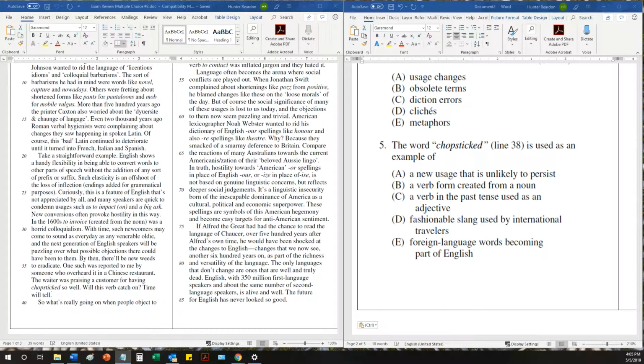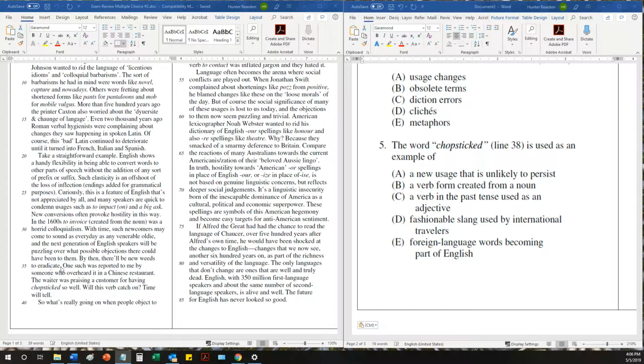Time will tell. Okay, so this question's a lot like number 2, in that the key to answering it correctly comes from the lines that come immediately before it. You'll often find that authors provide examples. So again, we're in the rhetorical mode of exemplification here, after having made some kind of claim, right? They make a claim, they have examples. So we need to look for the claim.